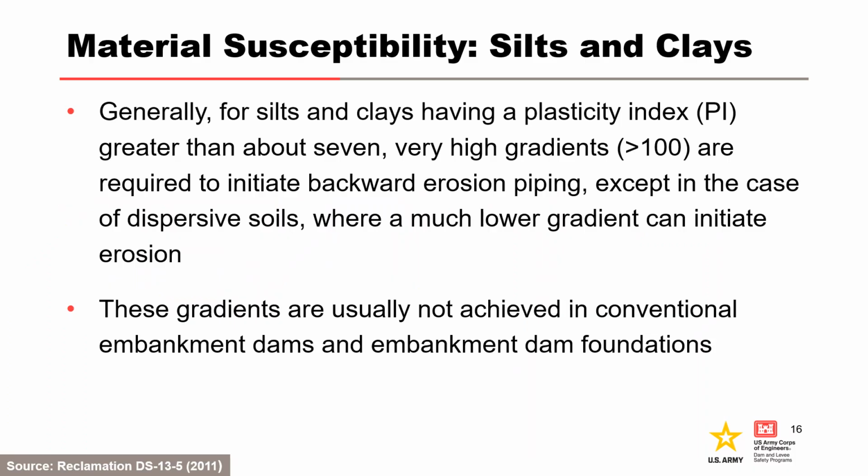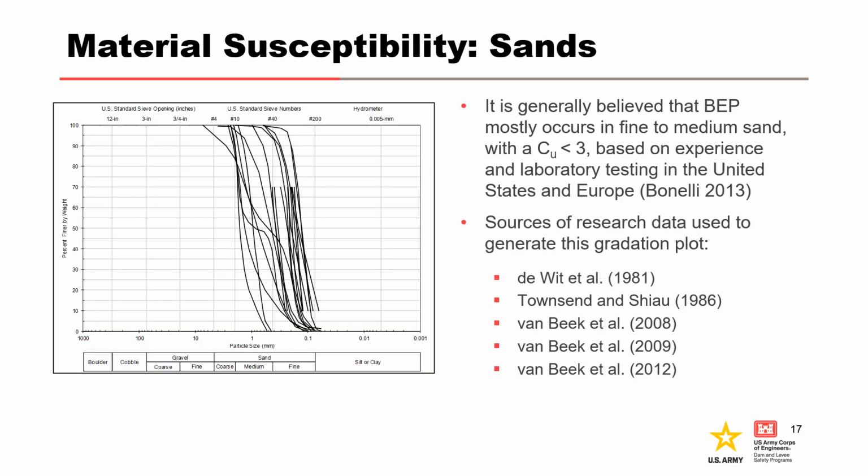Silts and clays with a plasticity index, or PI, greater than 7 are not considered susceptible to backward erosion piping unless gradients are very high, which is not likely to occur within a dam or its foundation. It is generally believed that backward erosion piping mostly occurs in fine to medium sand with a coefficient of uniformity, or CU value, less than 3, based on experience and laboratory testing in the United States and Europe.